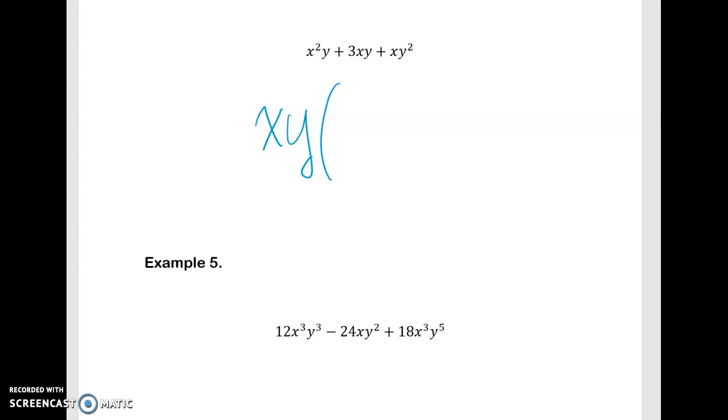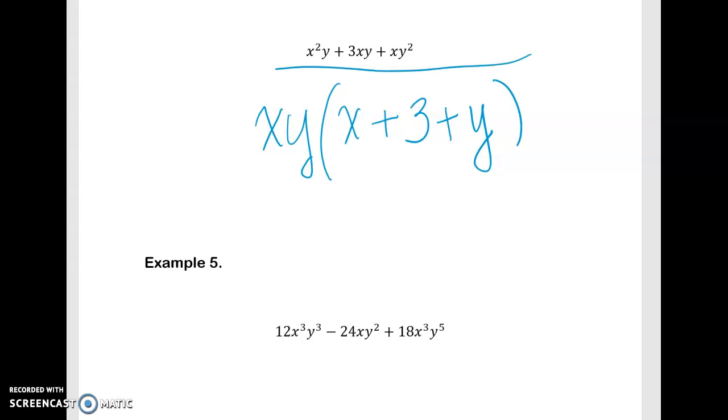xy goes into x squared y, x times, because we have x to the first times x to the first will be x squared times y, plus I already have xy pulled out. I just need a 3 right there. And then plus, in this case, we only need an extra y term.